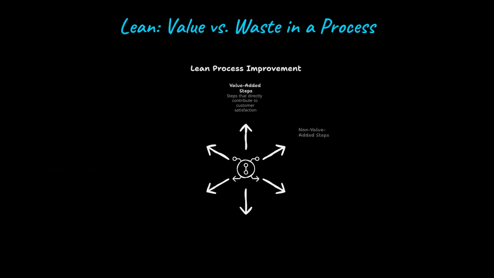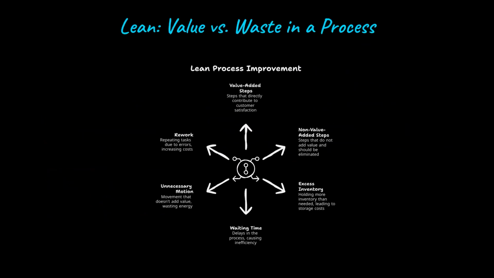Lean maps every step in a process and asks one question: does the step add value for the customer? Steps labeled excess inventory, waiting time, unnecessary motion, or rework don't earn their place, and Lean removes them to smooth flow and cut cost. The signal words are your shortcut.